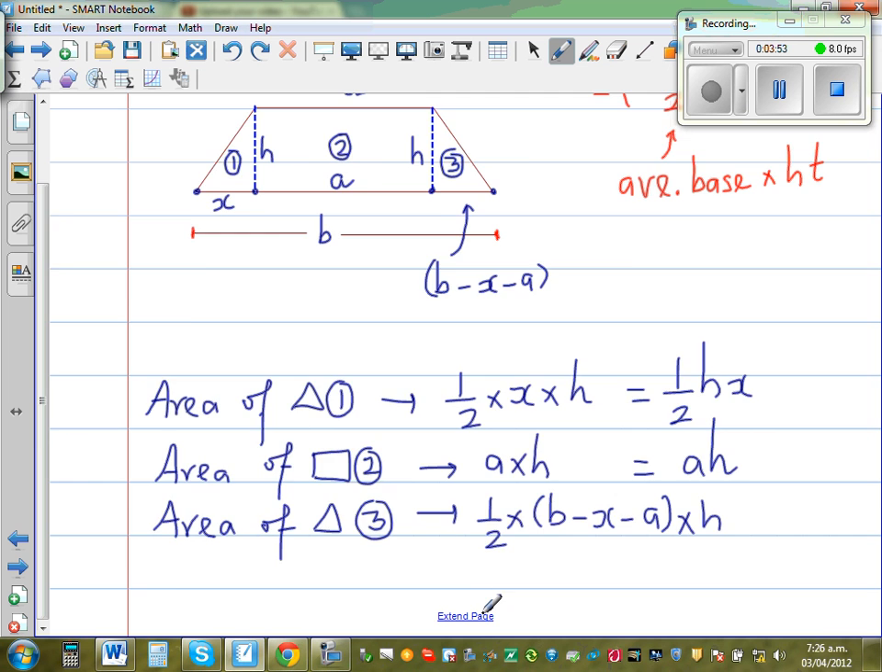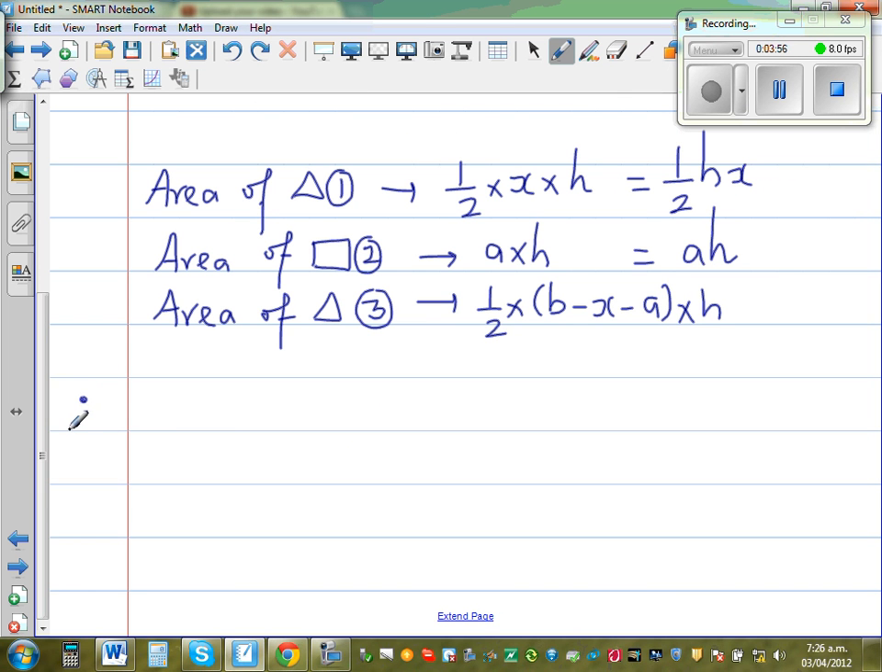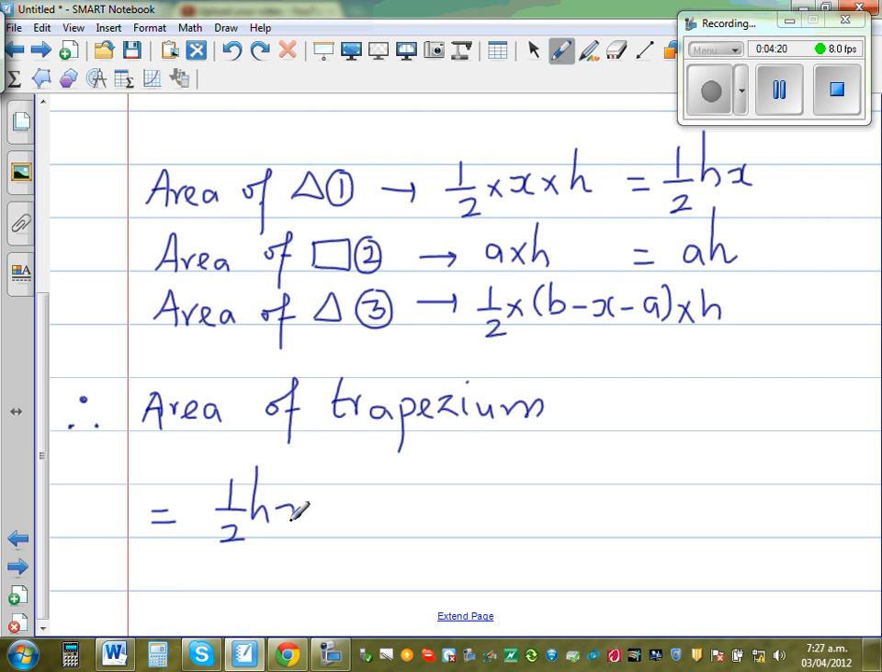So therefore, this is the notation for therefore in maths, the area of the trapezium. If you want to find the area of the trapezium, it is nothing but the area of 1 plus 2 plus 3. So I'm going to write this down like this. So this is half hx plus ah plus half, I'll write h first, half h times b minus x minus a.